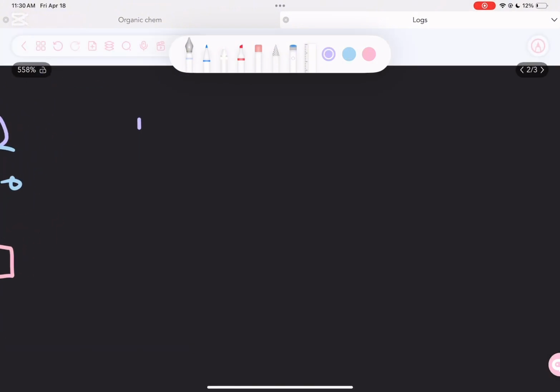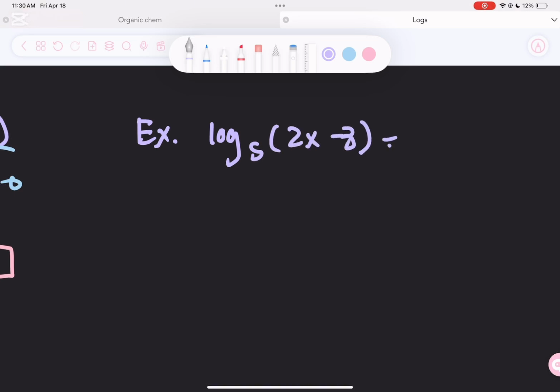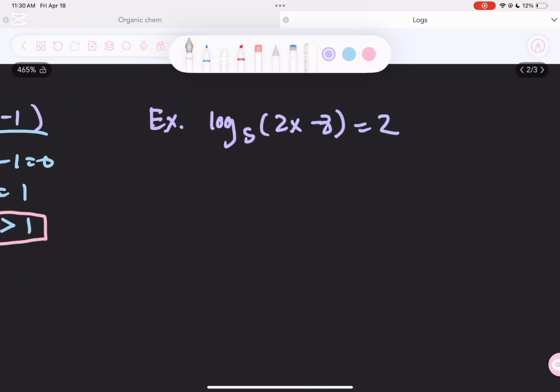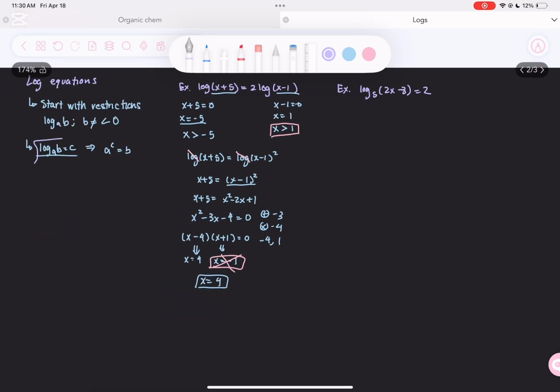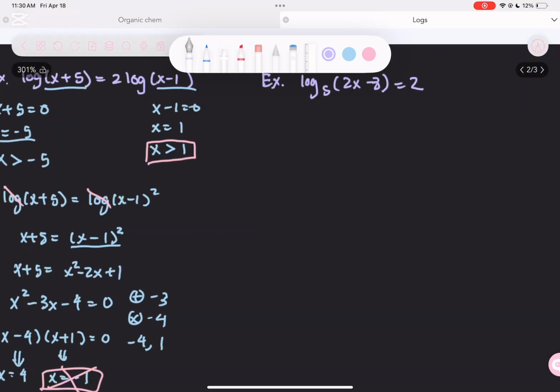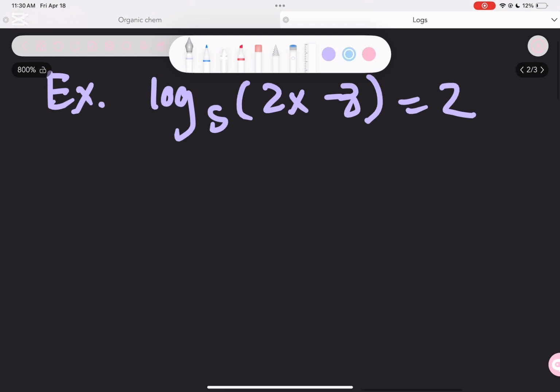So for example, you have log base 5 of 2x minus 3, and that equals 2, right? This is in the form we discussed, so you want to turn it into its exponential form. Remember, this base, the 5, becomes the base of your exponent. This becomes here, equals 2x minus 3.